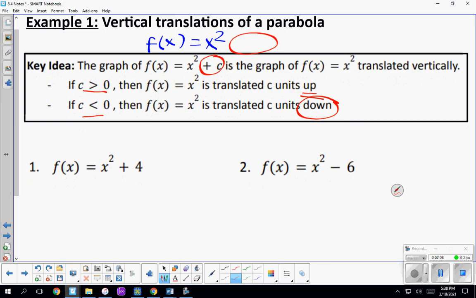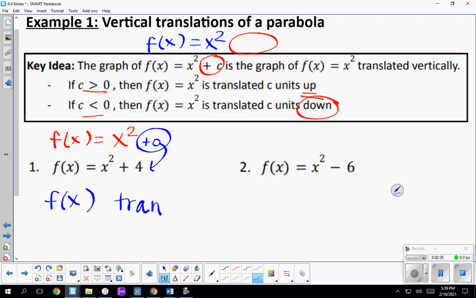In example number 1, remember the parent is just f of x equals x squared. We can look out here and see that there's nothing there, which really means it's plus 0. If I look at my new y-intercept, I can see that 0 went up 4 units. So the graph of f of x was translated up 4 units. And that's a vertical translation.